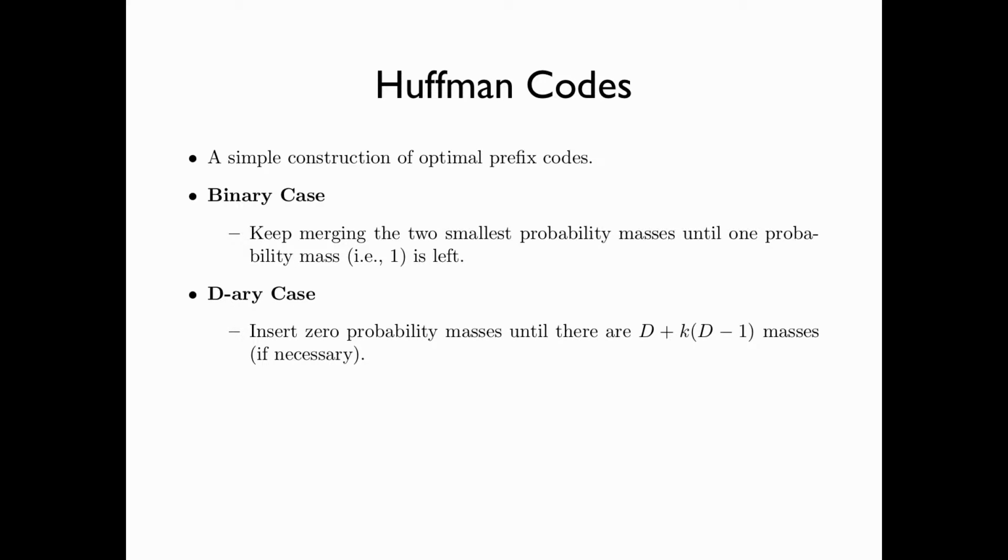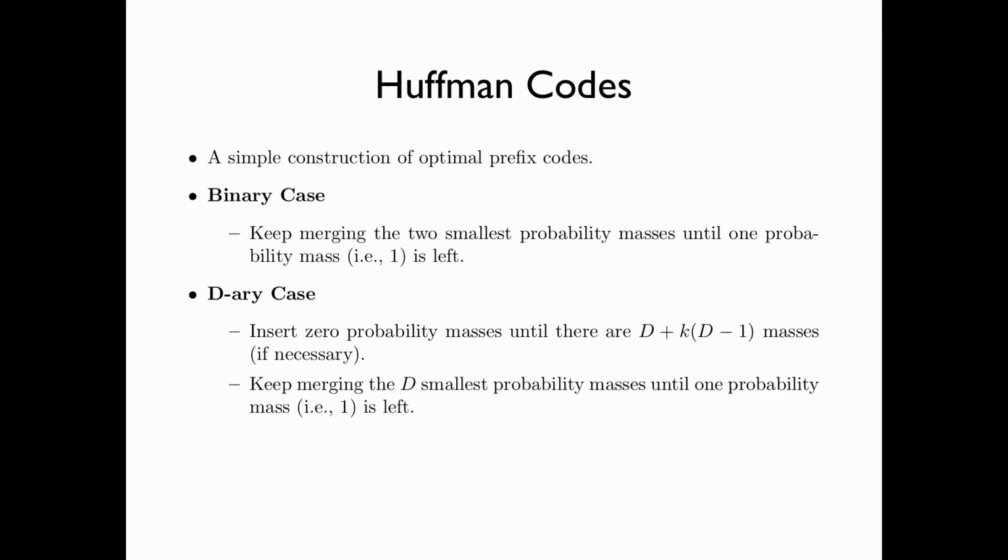For the D-ary case, first insert 0 probability masses until there are D plus k times (D minus 1) masses, if necessary. If the number of probability masses has this form to start with, then we don't have to add any 0 probability masses. Then, keep merging the D smallest probability masses until one probability mass, that is 1, is left. In general, there can be more than one Huffman code.